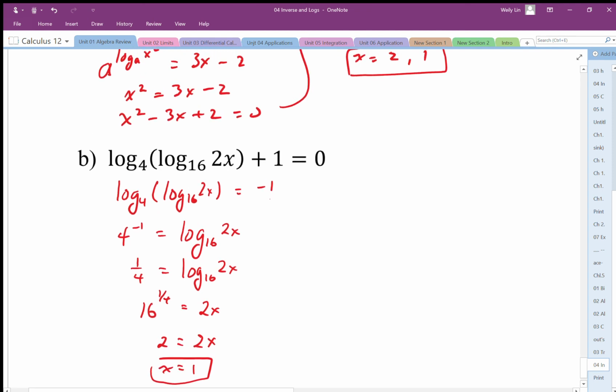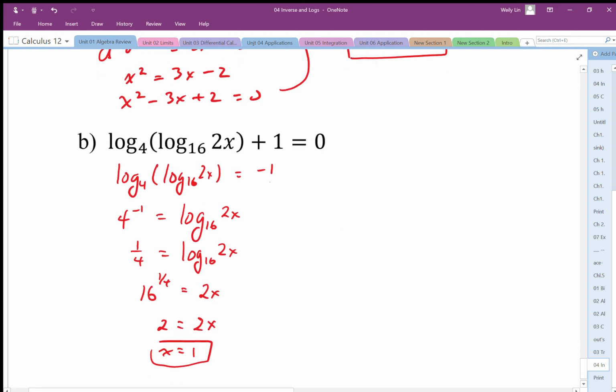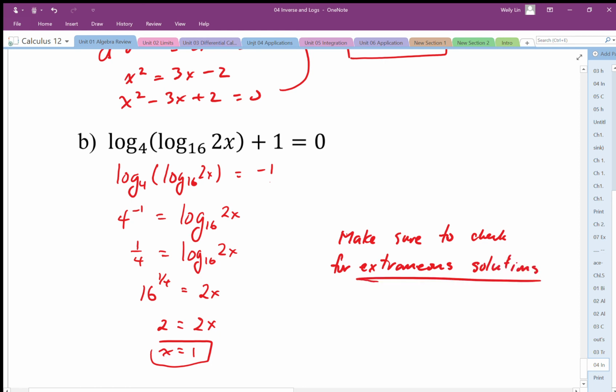We have to make sure we check, and I'm going to make a note here: make sure to check for extraneous solutions. This is very important that we check, especially with logs, because logs often have extraneous solutions, and we have to make sure that we eliminate those extraneous solutions when they show up.